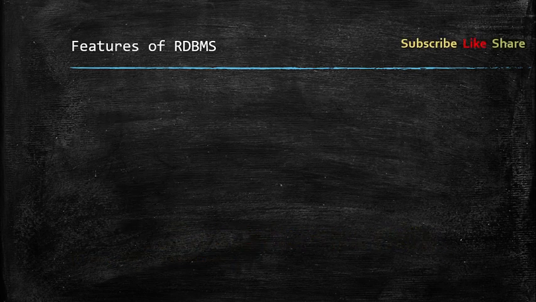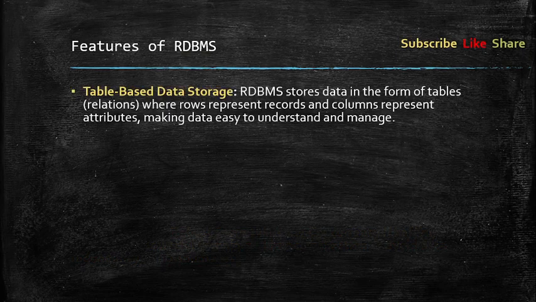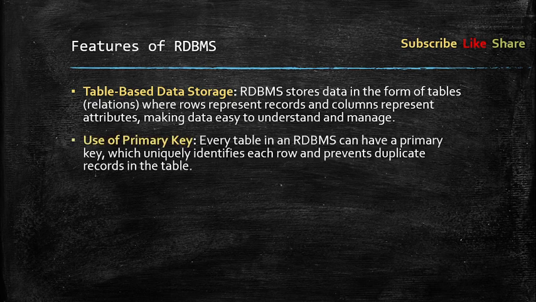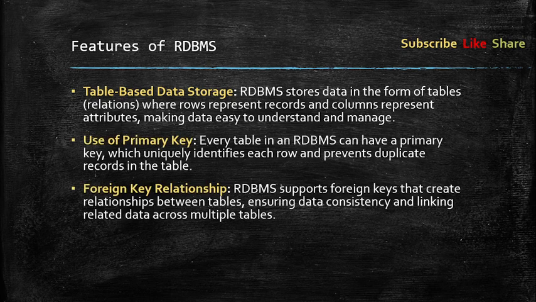Now let's see the features of RDBMS. First of all, table-based data storage. Since RDBMS is built upon relational data model, you need to store data in the form of a table. Hence, RDBMS is a table-based data storage. And also, RDBMS uses some specialized keys like primary key, foreign key. So you don't need to worry about what is a key as of now. I'm going to explain the concept of key in detail in upcoming chapters. So one thing you need to know that using keys, you can uniquely identify particular data in a table.